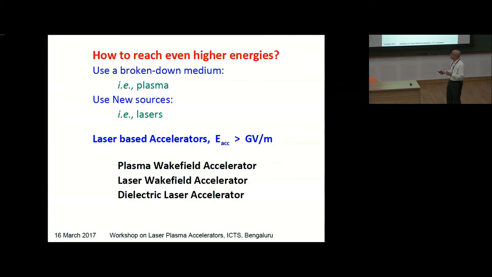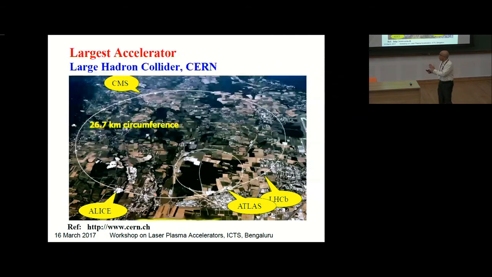Now I'll tell you about the largest accelerator we have so far, as you all know, the Large Hadron Collider, which is 26.7 kilometers, and there are 4 experiments going on at this point. Indian presence is there in the machine, as well as in the experiments, CMS and ALICE.